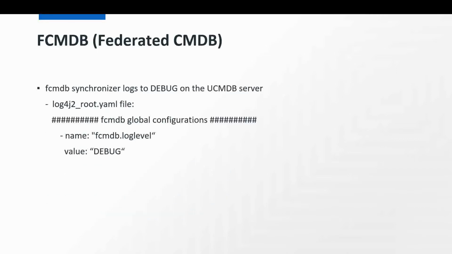To put the FCMDB synchronizer into debug, this is for federated CMDB. So if you are federating CIs from one system to another, also though, if you were pushing CIs from one system to another, in the log j2_root.yaml file in the conf log directory of UCMDB, find the fcmdb.log level and change the value to debug or to trace.